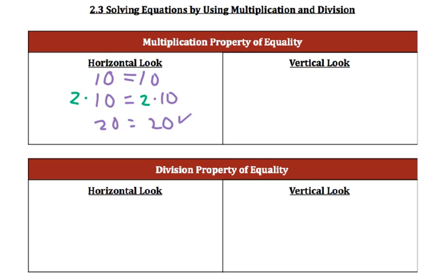So that's just sort of checking it out and seeing how you can double both sides, triple both sides, half both sides. As long as you multiply both the left and right by the same values, they will be equal. For the vertical look, here's what I'm going for with the vertical look. I just want to show you what you'll end up doing when you do these problems.